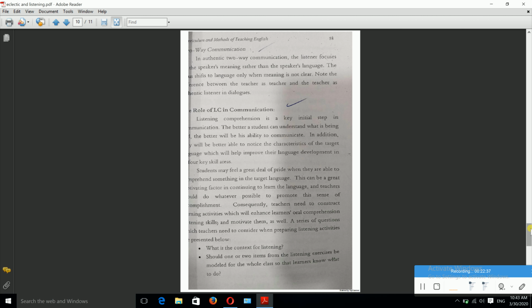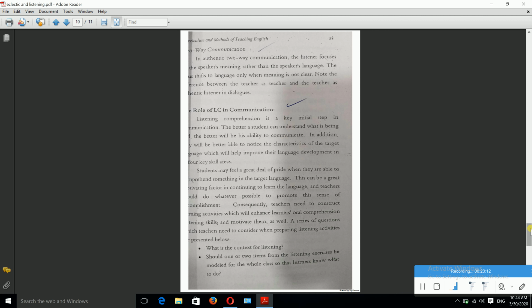In addition, they will be better able to notice the characteristics of the target language which will help improve their language development in all four key skills areas. Students may feel a great deal of pride when they are able to comprehend something in the target language. This can be a great motivating factor in continuing to learn the language, and teachers should do whatever possible to promote this sense of accomplishment.